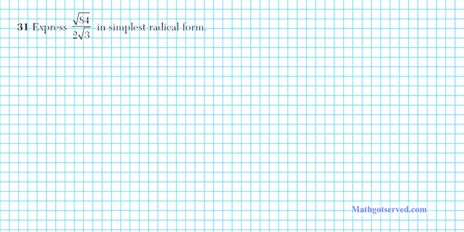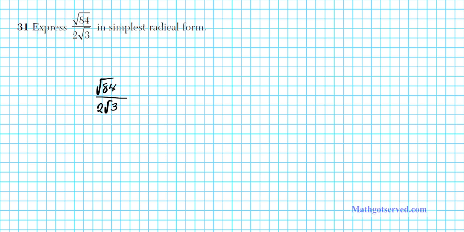All right, let's take a look at problem 31. It involves simplifying radicals. We have to express the square root of 84 over 2 root 3 in its simplest form. So let's go ahead and rewrite it: root 84 over 2 root 3.